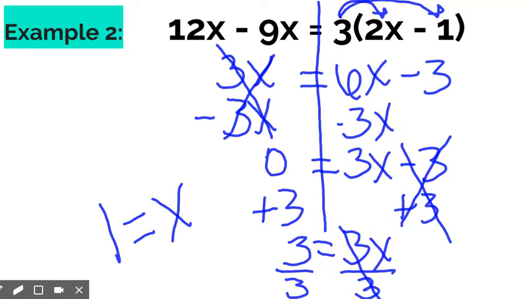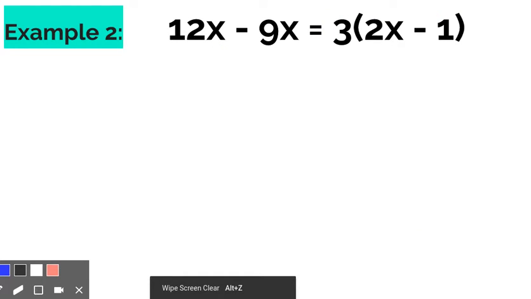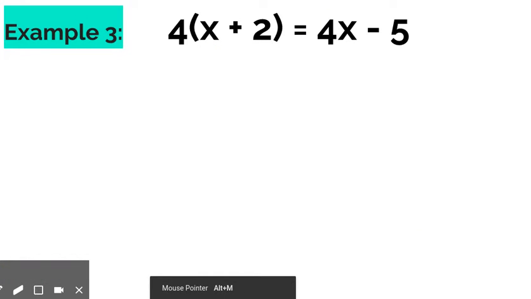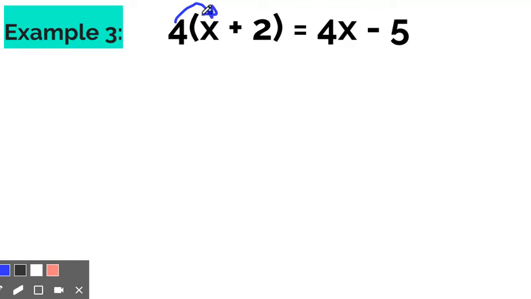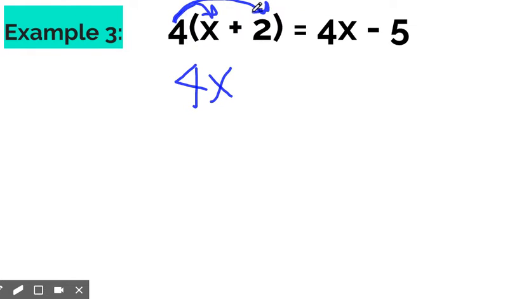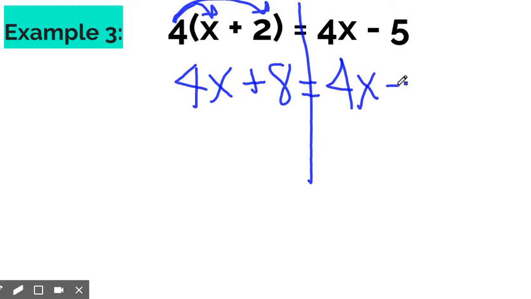If we go to the next example, all right, example 3. This one again has some distributive property we've got to take care of first. So 4 times x is 4x. 4 times 2 is a positive 8. And then on the right side, we still have 4x minus 5.